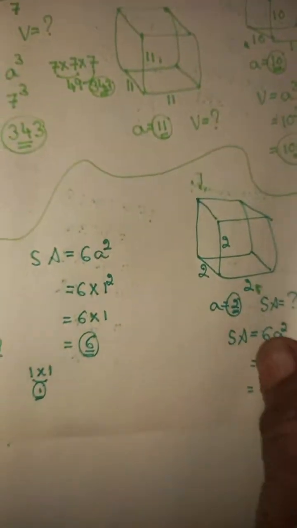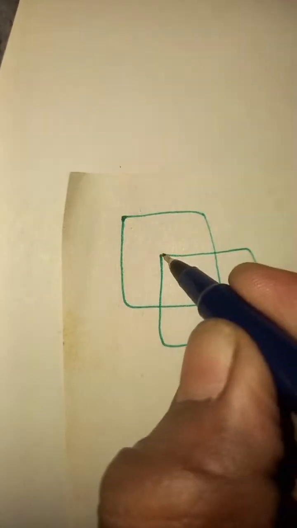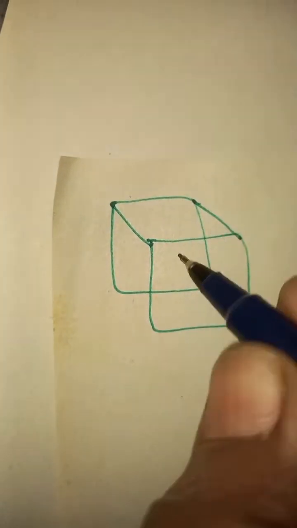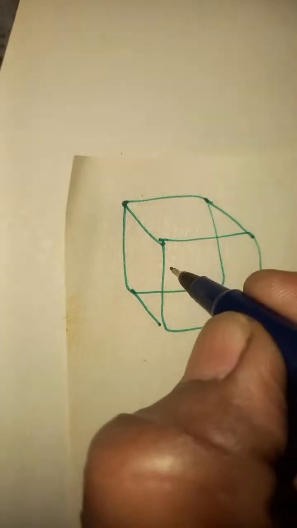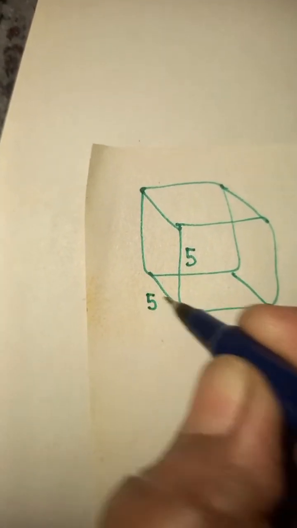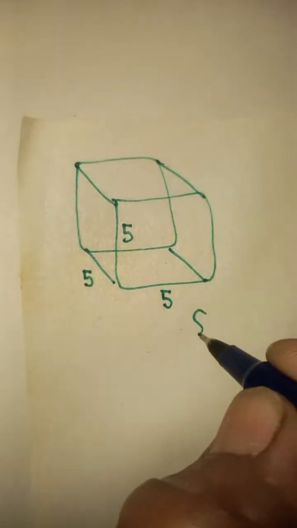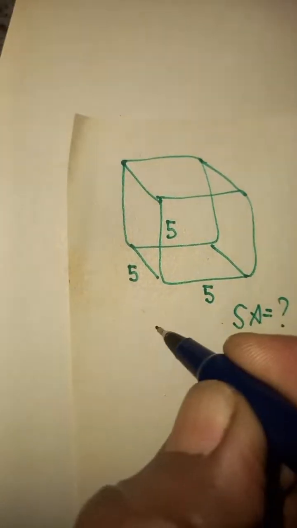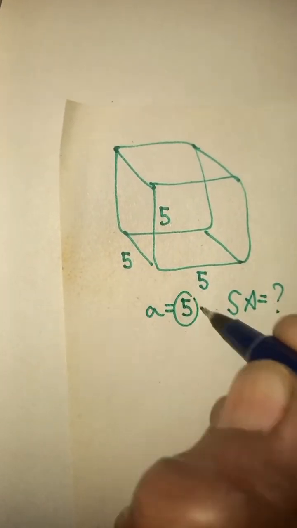Let's take another cube. Here in this cube, they have given all edges are 5 units. Let's start writing this. All edges of this cube are 5 units. When all edges are 5 units, here also you need to find out what's the surface area of the cube. The edge length is 5 units.